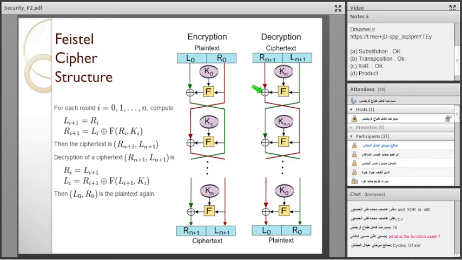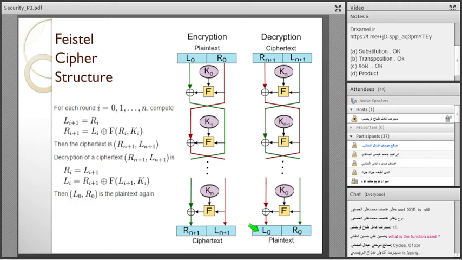So for encryption you get the plain text. You have, for example, 16 keys, and 16 times you do this: the left you XOR with the function of the key and the right, and the right you put on the left, 16 times.